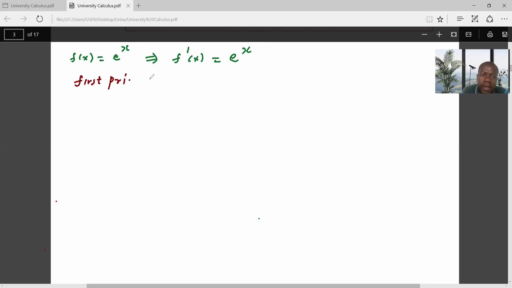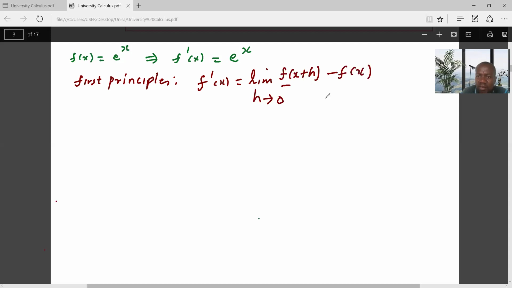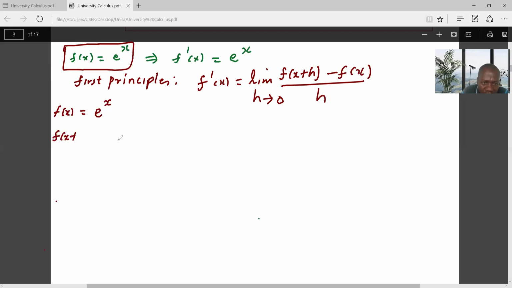And we know that when we are using first principle, we say, okay, fine. The definition says f prime x is the limit when h approaches 0 of f of x plus h minus f of x, all over h. And to do this, we already have f of x. If f of x is e to the exponent of x, what would be f of x plus h? We have learned this in grade 12. This is the same as e to the exponent of x plus h.